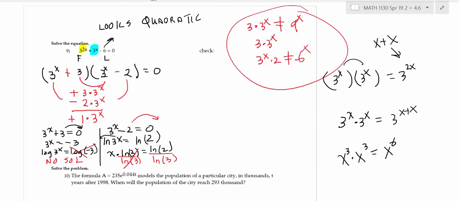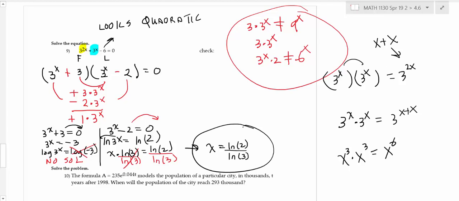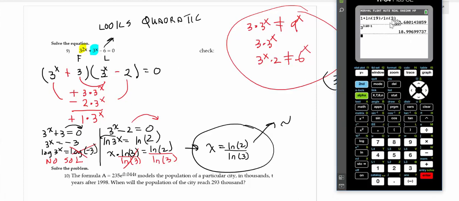Okay, and then this would actually give the answer to this problem. You would end up getting x is equal to ln of 2 over ln of 3. Okay, now that's it. Now if you were going to check your answer, I'd just change that to a decimal. And you'd probably do a little bit better if you did it that way. So I'm just going to do this on the calculator. But the exact answer is ln 2 over ln 3.